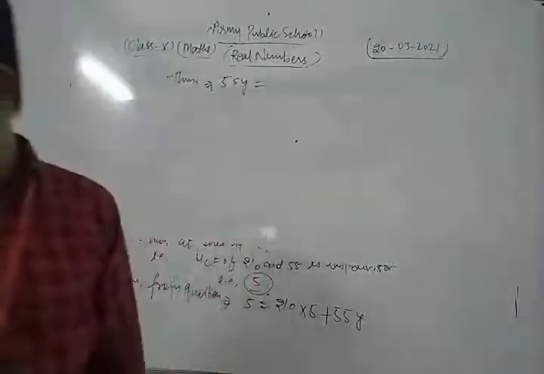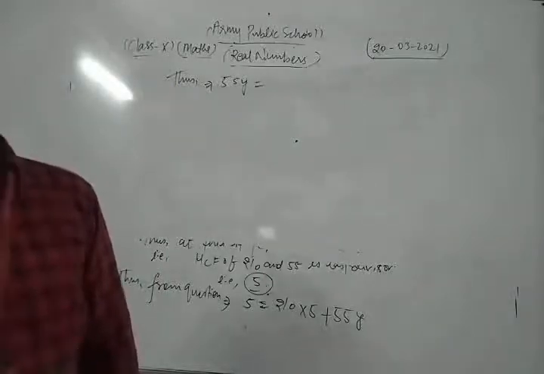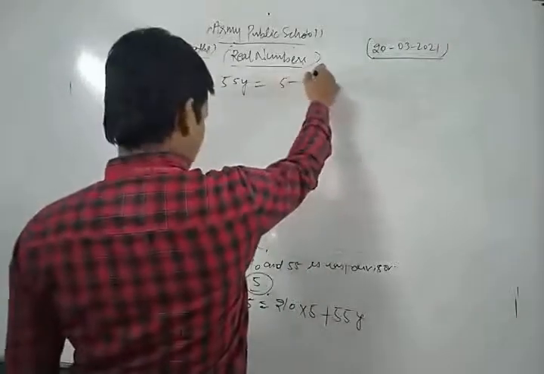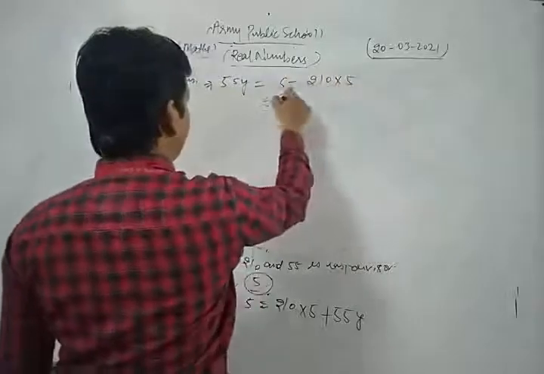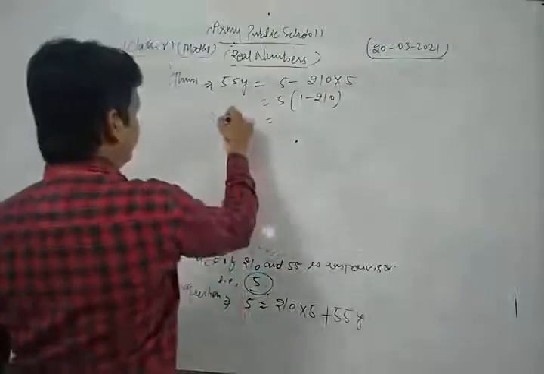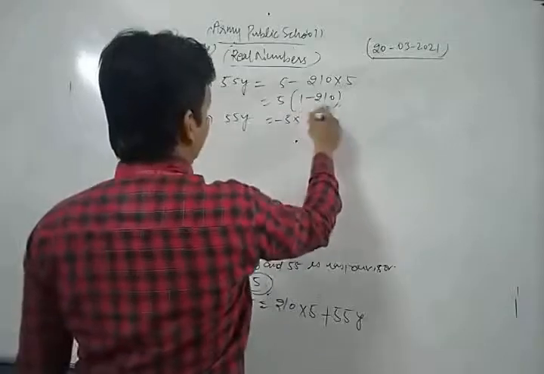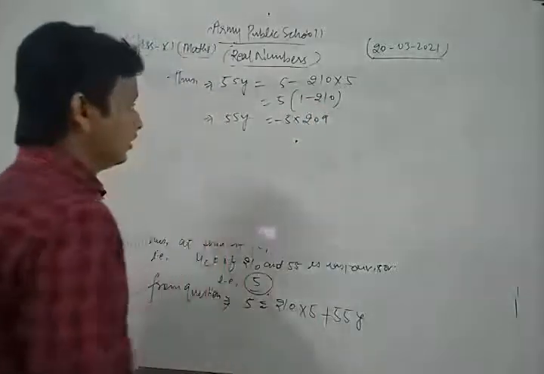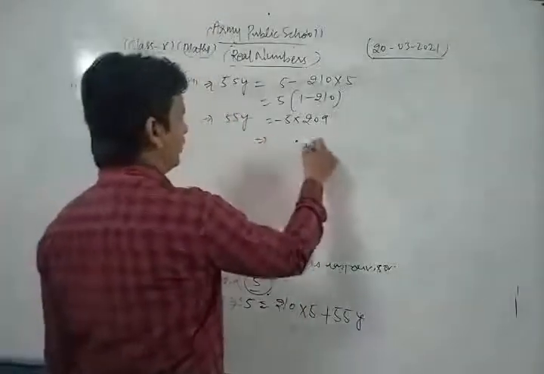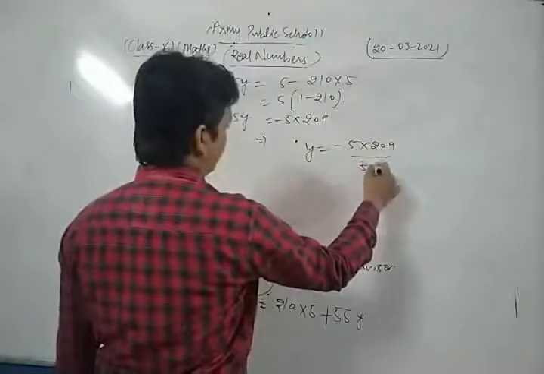5 minus 210 into 5. Taking 5 as common, 55y is equal to 5 into (1 minus 210), that is 5 into minus 209. So the value of y is equal to minus 5 into 209 upon 55.